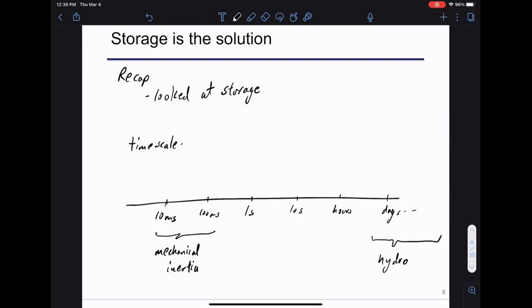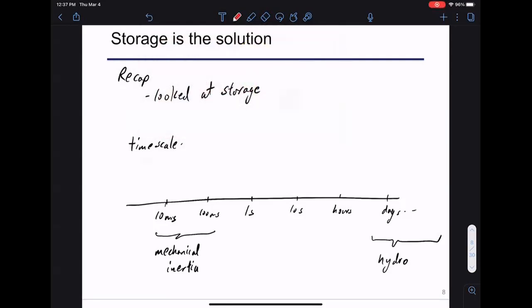These are already there. We have mechanical inertia and hydro, and depending on where you are, you may have a lot of it or not too much of it. Washington has a lot. Another example is Hydro-Quebec in Canada. They have a lot of hydro. Some places, for example Texas, may have less hydro storage, but these are the forms of storage we have. So what's in the middle is what we don't really have a lot of.